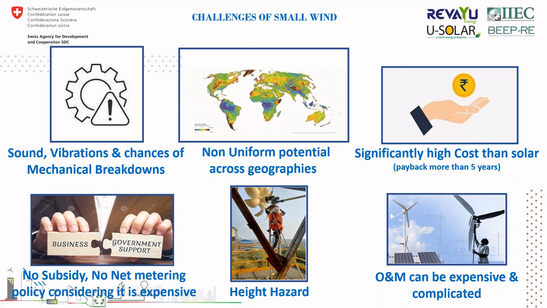There is no clear net metering policy in most of the states. Wind is not mentioned other than in Maharashtra. Small wind is not mentioned as a renewable energy source in most of the net metering policies. So that is one of the very big disadvantages that the small wind and micro wind industry has.